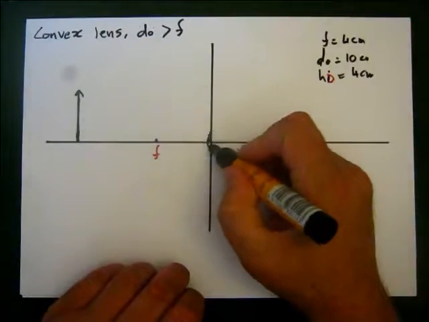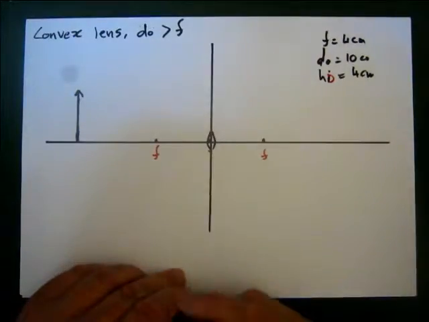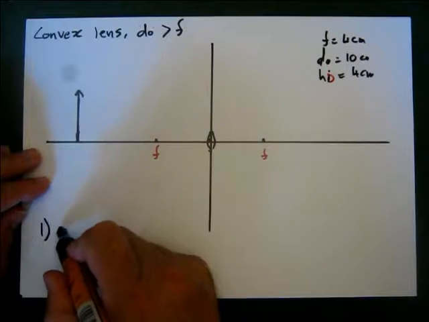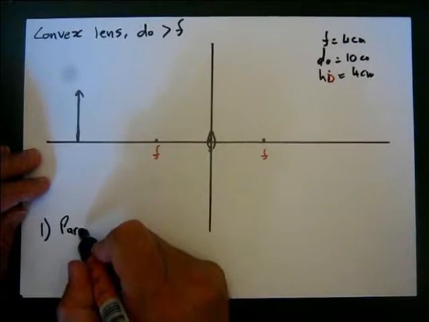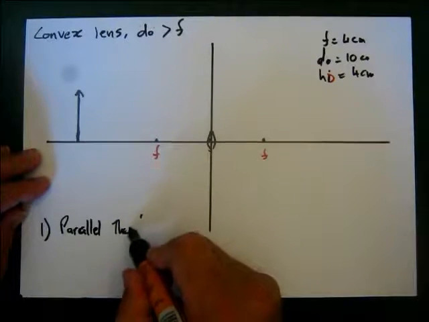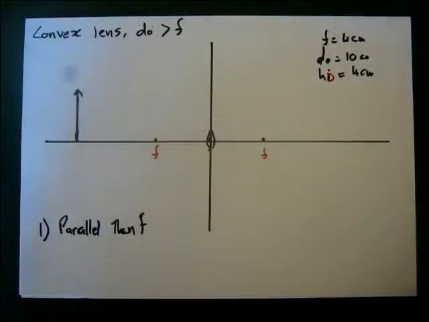So the first thing we're going to do is draw on the lens shape. That just lets us know what's going to happen here. And then we've got 3 lines that we can draw in. The first is parallel, then F. So I'm going to draw the ray of light.